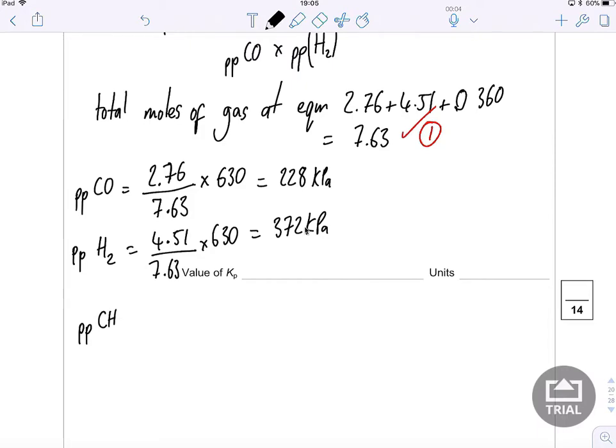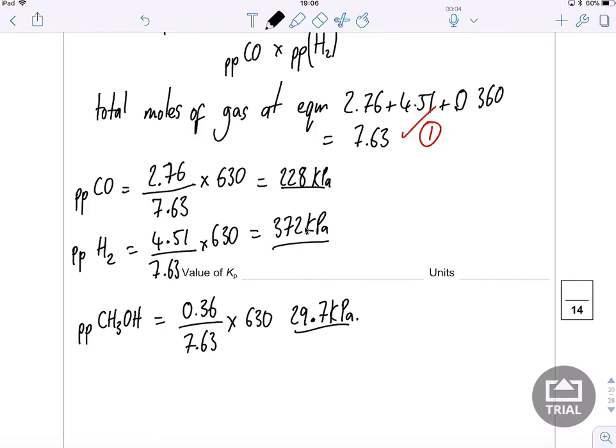And then I can finally do that for my methanol. So the partial pressure of my methanol is the mole fraction, 0.36 over 7.63, multiplied by 630, gets me 29.7 kilopascals. These three partial pressures should all add up to 630. I'm just doing a quick check. They look good, so that's something you can do to check your work. And the mark scheme says if you worked out all three of those, you get 2 more marks. So you get 2/3 of the marks for doing what we've done so far.